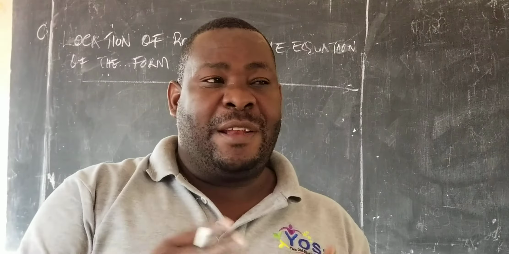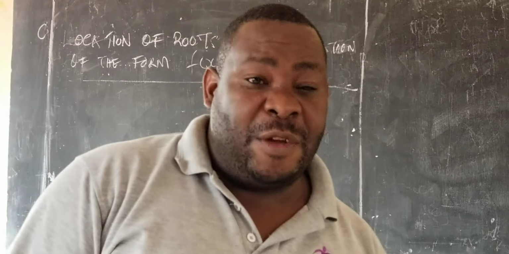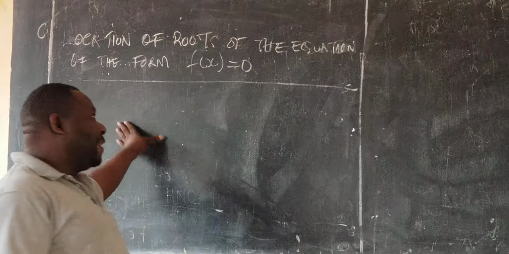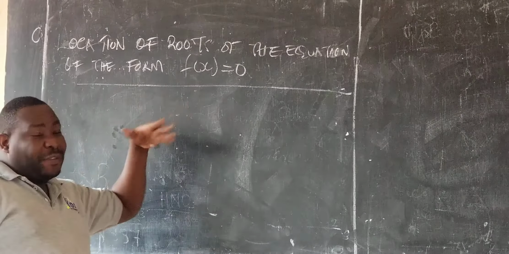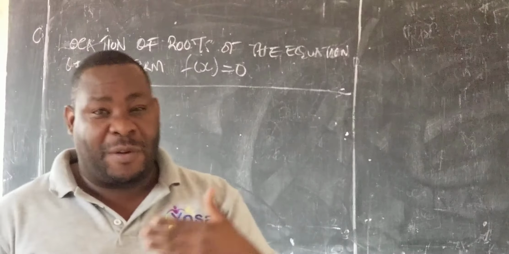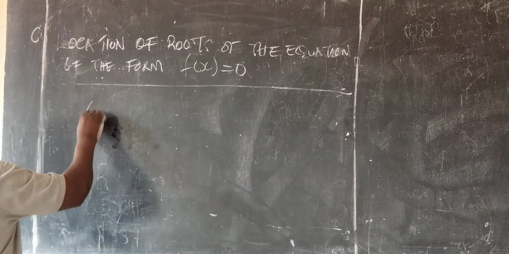a conclusion that wherever there is a change of sign, there is a real root of the equation in that interval. Here we can also locate the interval within which the roots of the equation lie using the graphical method. We're going to use the graphical method.